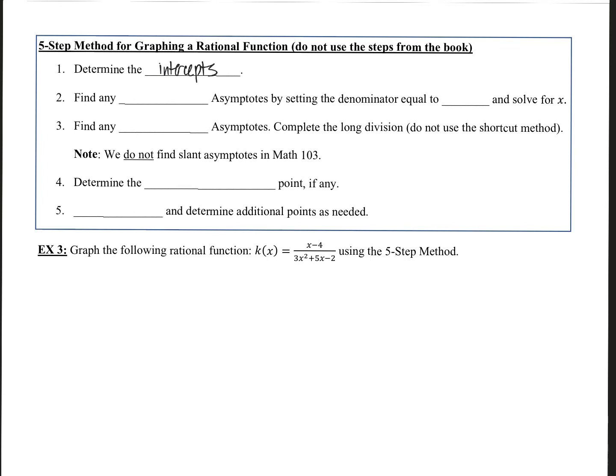After that, you're going to find any vertical asymptotes by setting the denominator equal to 0 and solving for x. Then we're going to find any horizontal asymptotes. We'll do this by completing long division, just like we do with polynomial long division.